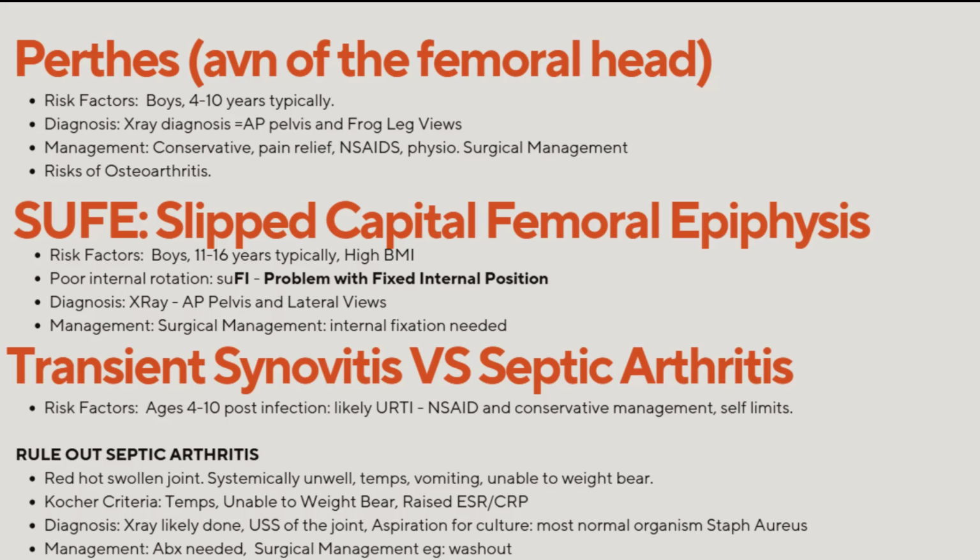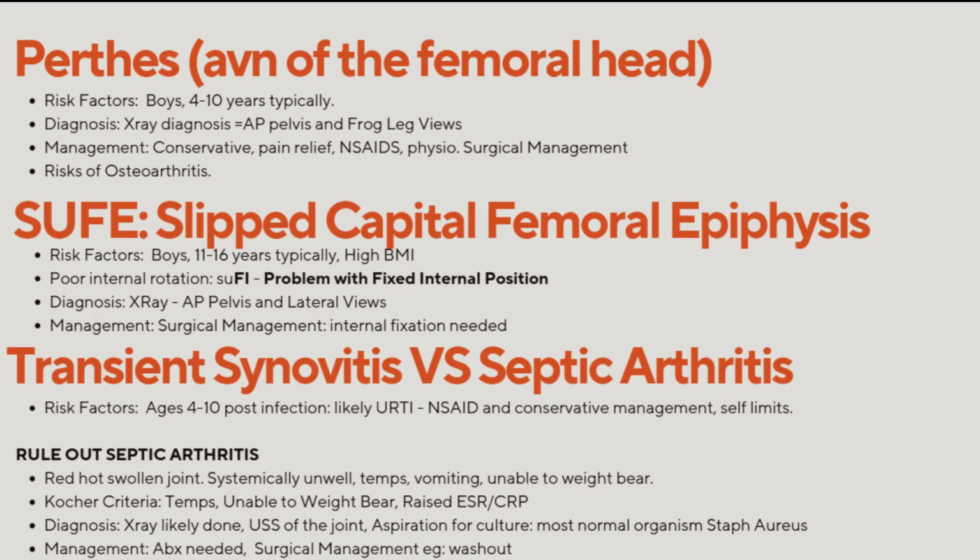So Perthes disease, also known as avascular necrosis of the femoral head, will typically be boys aged 4 to 10. These patients can have a limp with hip or groin pain and reduced range of motion, and the most important one to remember for Perthes disease is that internal rotation and abduction are lost. They can also present with knee pain as they try to compensate.